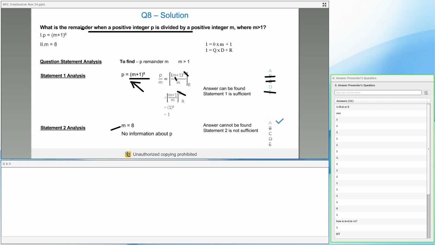When m is divided by m, this portion m by m will give you a remainder of 0 because 3 divided by 3, 5 divided by 5, 4 divided by 4 is always divisible. So there is no remainder. But when 1 is divided by m, the remainder will always be 1 only. You cannot get anything else. That is why you are getting the remainder as 1. Now I told you to bring back the power again, right? What was the power? The power is 8. So I am bringing back the power here, and 1 to the power 8 will always give me 1.